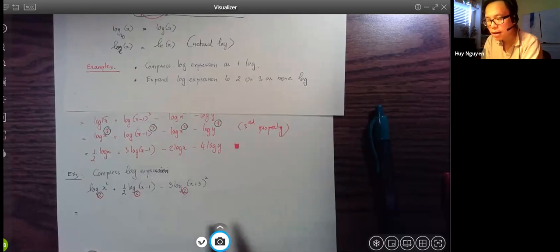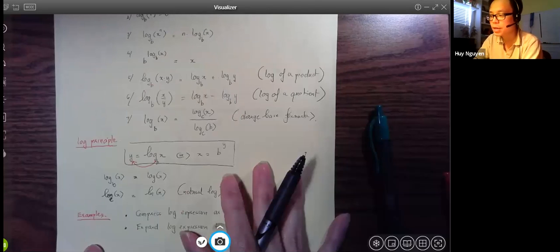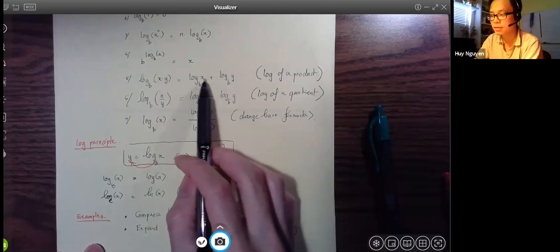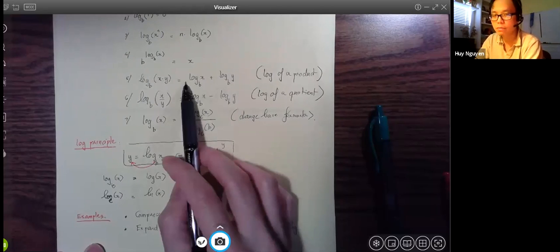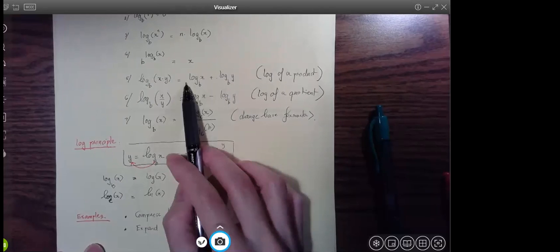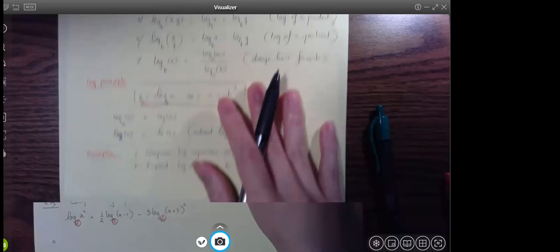I look at the second log right here. I see the problem that in front of the log we have the number 1/2. Because in order to combine, according to the property, in front of the log there's nothing. Actually, an invisible 1, but there's nothing. It would be 3, no? Would it be 3? Like the third example or the property?